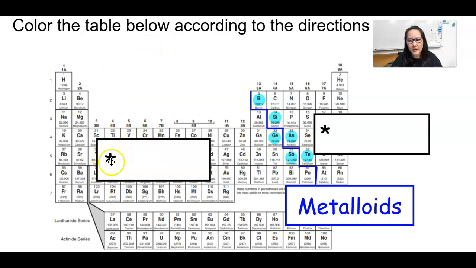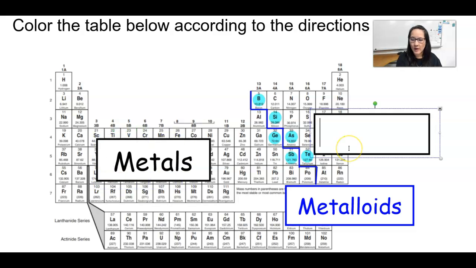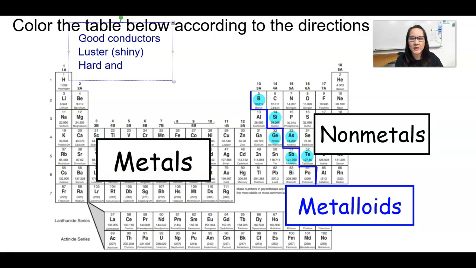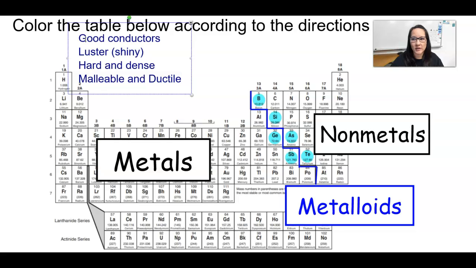On the left side of the staircase is where all of our metals are found, and on the right side of the staircase is where we will find the nonmetals. Now let's list the properties of each. On the left side are metals. They are good conductors of heat and electricity. They are shiny. They have luster. They tend to usually be hard and dense, and they are malleable and ductile. Can be hammered into a sheet or drawn into a wire.